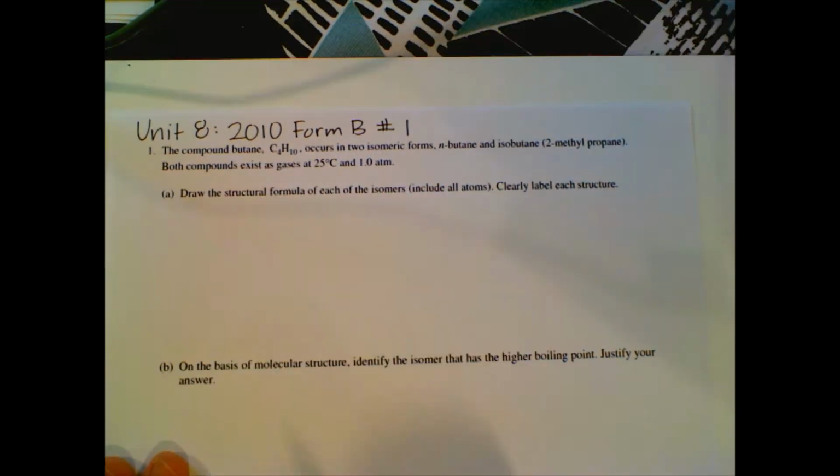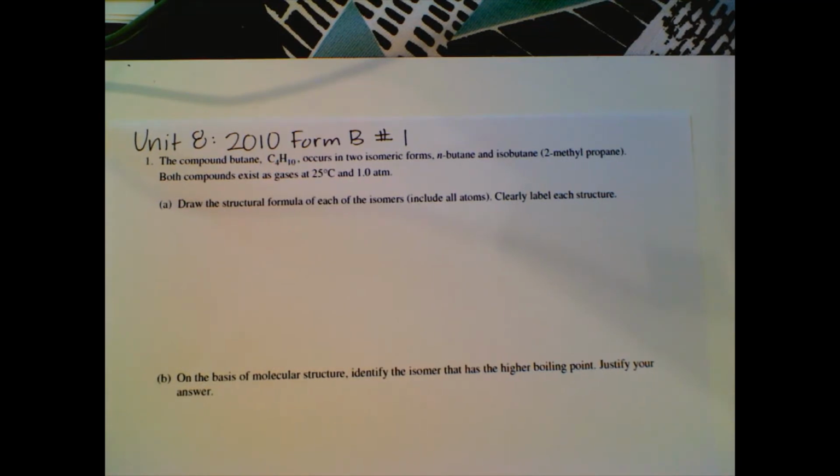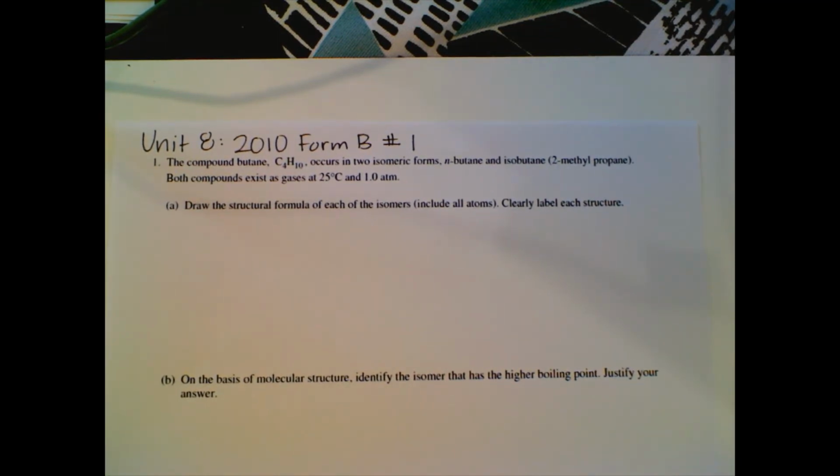So if we look at C4H10, oh, I guess I should go back. We'll start the problem. A compound butane, C4H10, occurs in two isomeric forms, N-butane and isobutane, 2-methylpropane. You're like, oh great, don't know any of those words. Both compounds exist as gases at 25 degrees Celsius and 1 atm. So for A, it says draw the structural formula of each of the isomers, include all atoms, and clearly label the structure. Again, I don't think they're going to expect you to do something like that, but we'll go with it anyways.